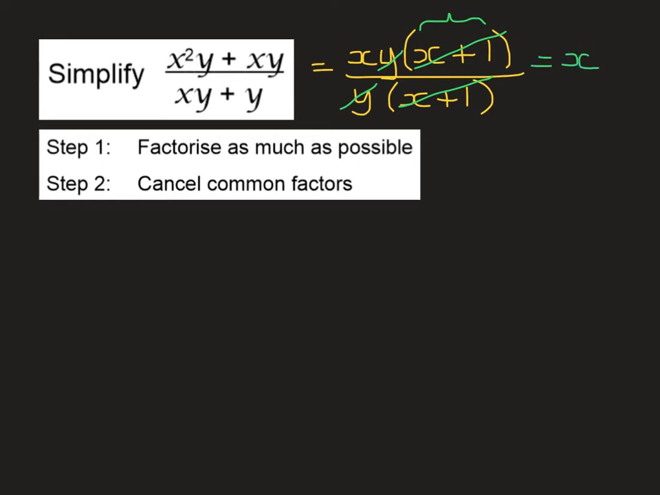It seems very strange, but if I substitute values into the original equation, it should just leave me with the x on its own at the end. Okay, so step 1, factorise as much as possible. That might be a linear like they are here, it might be quadratic, it might be a mixture of both.